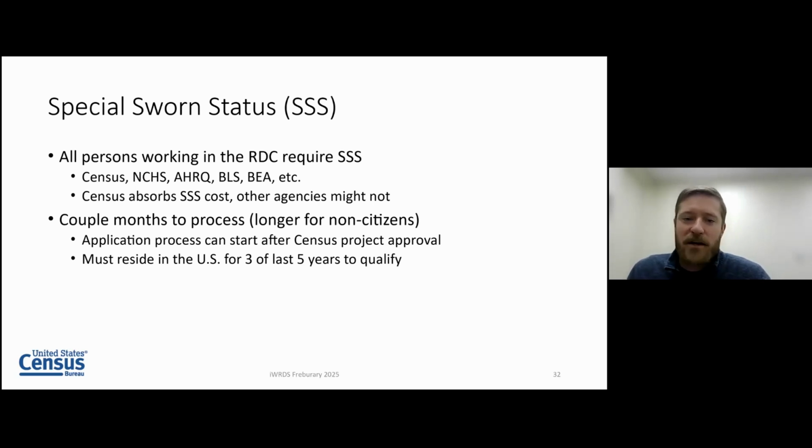So say you're a graduate student or a recent faculty member who is a foreign national, but went to grad school in the United States. So you're in the United States for 9 months, leave for a month or two, come back for 9 months, come back for 10 months. As long as a cumulative 36 months is reached before applying for SSS, you're able to work on an RDC project.